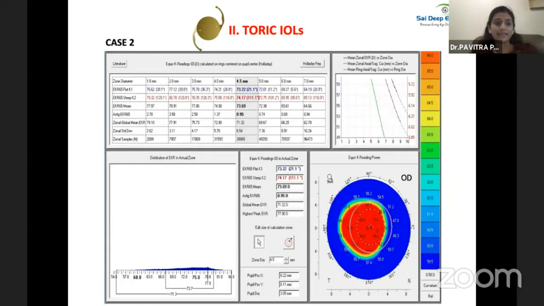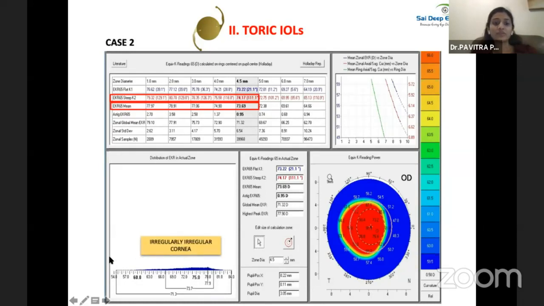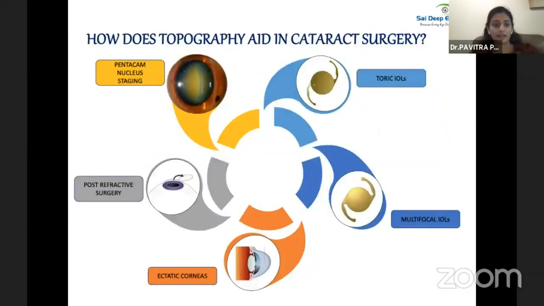Now in this scan, if we see the same things, the difference in the EKR mean here is more than 1.2 diopters. The astigmatism difference is more than 10 degrees across the 2 to 4.5 mm zone. And also the histogram is widely skewed, starting from 54 to 80 diopters. So this means the cornea is irregularly irregular, and this cannot be an ideal candidate for implanting toric IOLs.